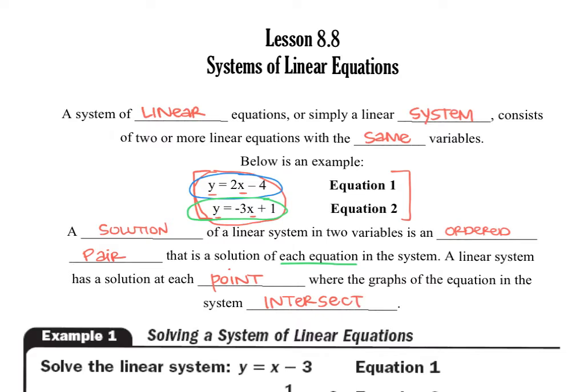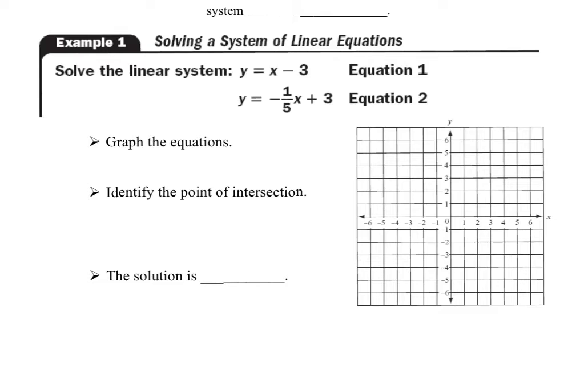All right, maybe if this is not making sense to you yet, hopefully it will, even a little bit more through an example down below. All right, so here we have a linear system that has two equations. One of the equations is y equals x minus 3, and one of them is y equals -1/5 x plus 3. So the solution to this system is going to be the ordered pair that is a solution to both equations. So we're going to start by graphing each of these equations.